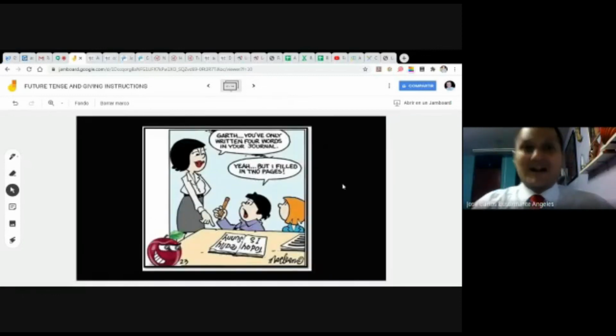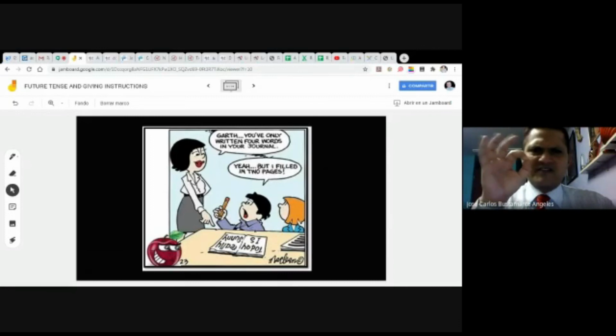And here we've got an example which I liked a lot. I really love this example, okay? We've got a miss, a teacher, and we've got two students. Oh, actually, this is very funny. If you understand the situation, if you understand the context, you're going to love this example. The name of the little boy is Garth. And she says, Garth, you've only written 4 words in your journal. And he responds, yeah, but I filled two pages. Did you understand? Did you get the idea?